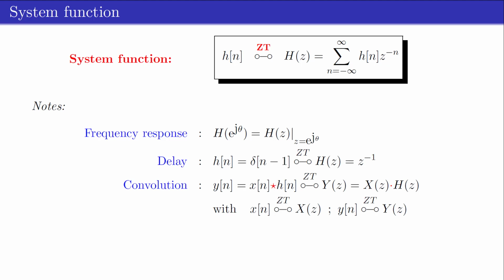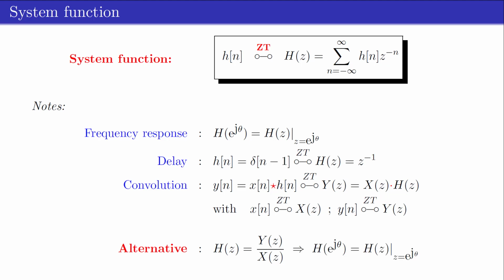The output y[n] of an LTI system can be described in time domain with the convolution sum between the input x[n] with the impulse response h[n]. In z domain, the convolution sum transforms as a product. Thus, Y(z) is X(z) multiplied by H(z). From this product, it follows that the system function H(z) can be written as Y(z) divided by X(z).